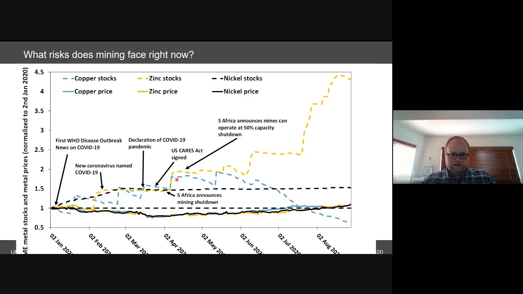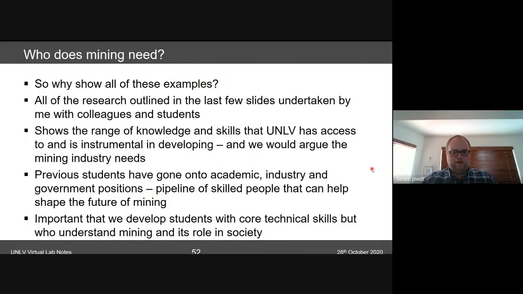And we can actually look at the amount of unsold material sitting in stockpiles in the London Metal Exchange. You can see zinc stocks. There seems to be a lot of unsold zinc, or zinc waiting to be sold, which may indicate that in this case supply is exceeding demand, because the demand for zinc has shrunk as a result of economic changes related to COVID-19 and so on.